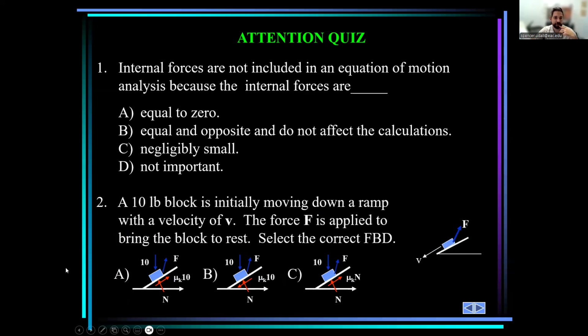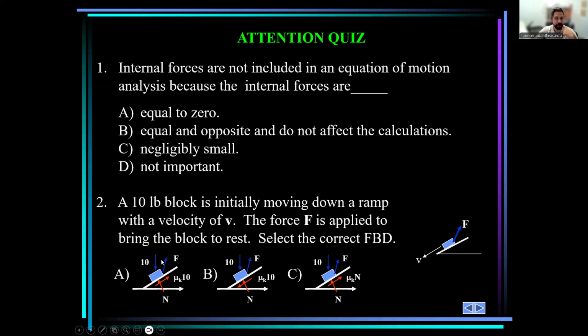Not important? Probably not. So a 10-pound block is moving down right now with a velocity v. The force F is applied to stop the block. Which one would be correct? Well, it looks like if it is sliding down, which way should the friction be? Pushing back up. So that's got to be A or C. Let's check out the difference. That's the only difference: mu k times 10 or mu k times normal force. Which one would be accurate?